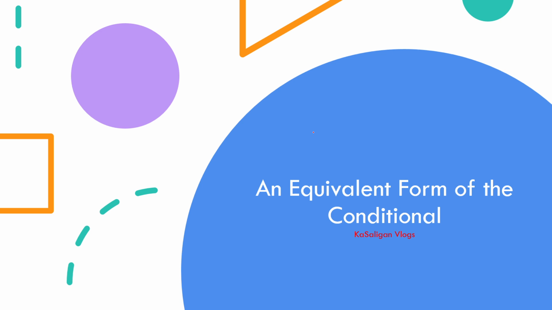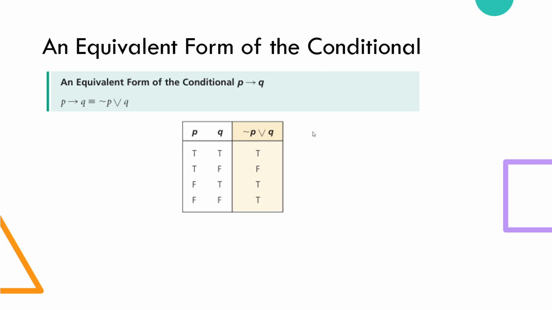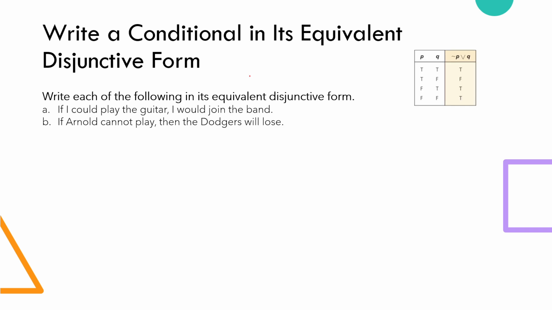This is Gasaligan Vlogs. And today we'll be talking about an equivalent form of the conditional. If an equivalent form for the conditional, that is P implies Q, is the negation of P, disjunction of Q. So this is equivalent to P implies Q. So we have to write a conditional in its equivalent disjunctive form.